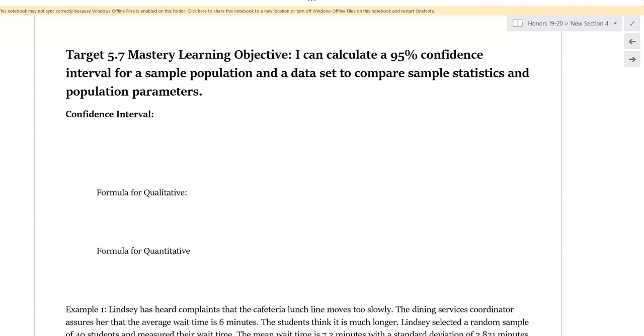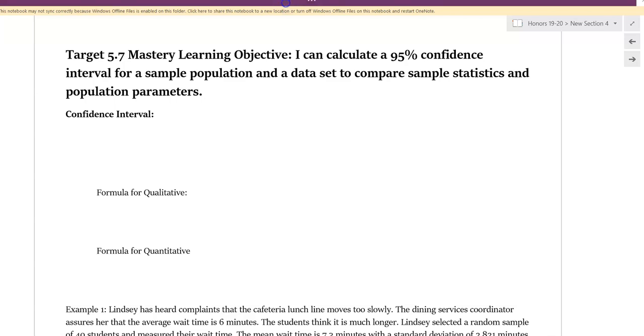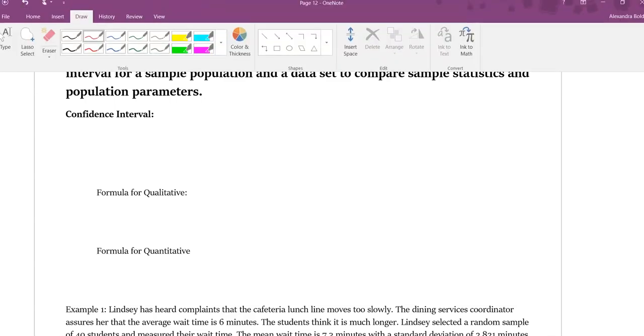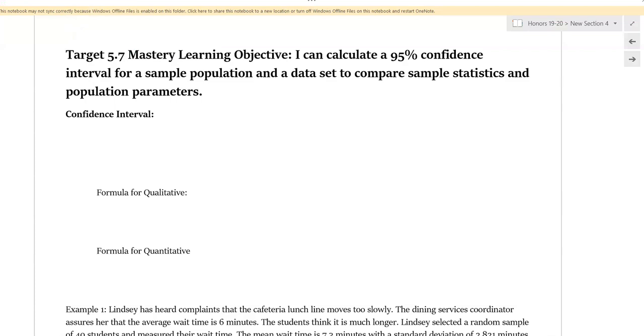Our target 5.7 mastery learning objective says I can calculate a 95% confidence interval for a sample population and a data set to compare sample statistics and population parameters. Okay. The first thing we have to look at is what a confidence interval is. We're only going to be doing 95% confidence intervals, but if you take AP Stats, you could use any percent confidence.